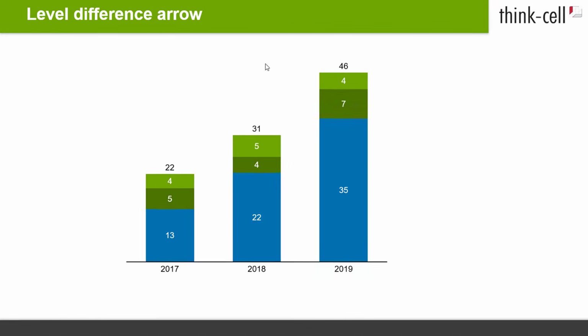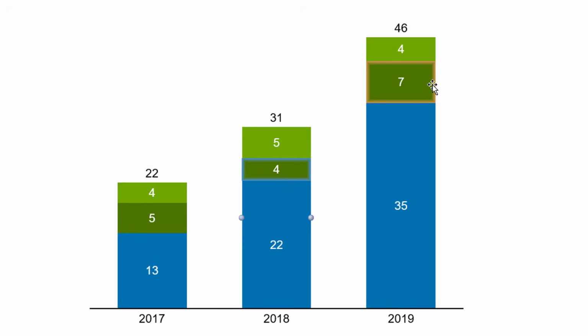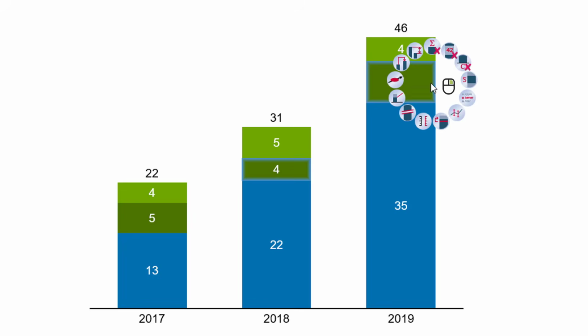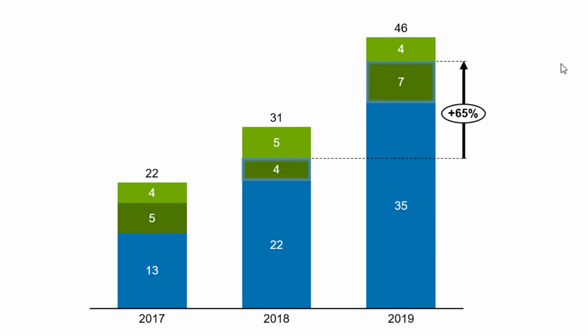To insert a level difference arrow, click on the segment at which the difference arrow should start, hold down Ctrl, and click on the segment where the difference arrow should end. Both segments are now selected. Right-click into the selection and pick Add Level Difference Arrow from the context menu. A level difference arrow is inserted.